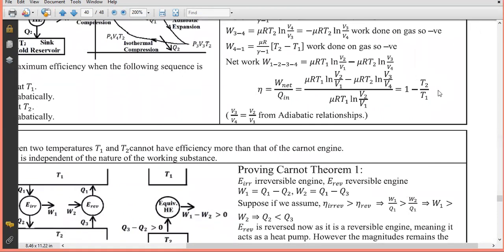So this gives you a benchmark. If this gives you 80%, then there is no way you can make an engine better than 80%. If these temperature values give you, say, 40, then there is no way you can improve the engine for these particular temperatures.